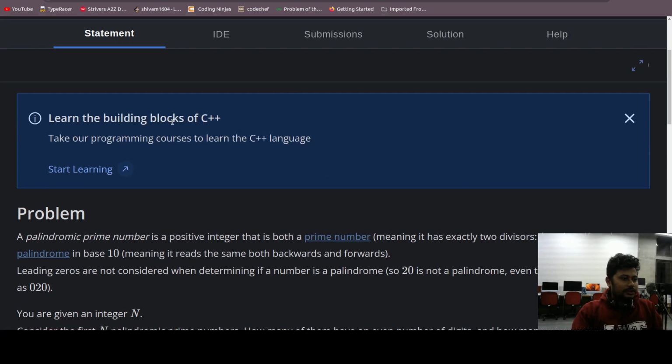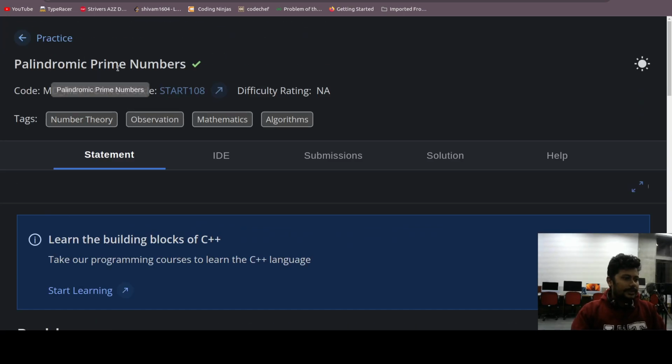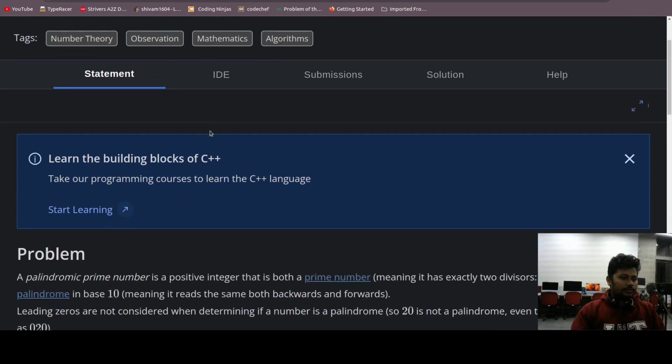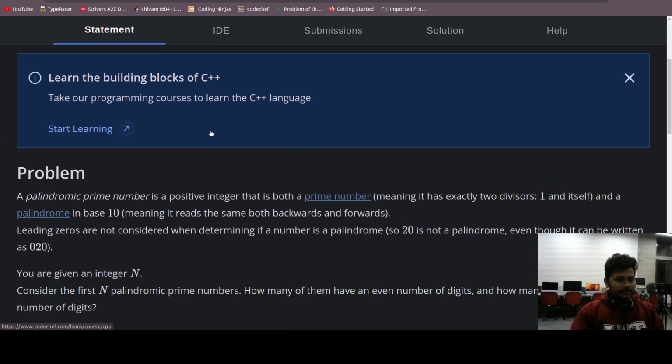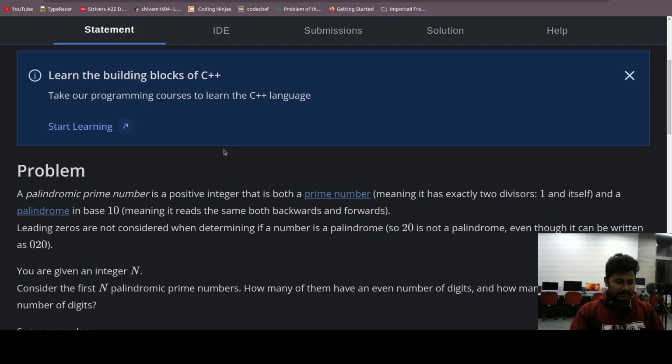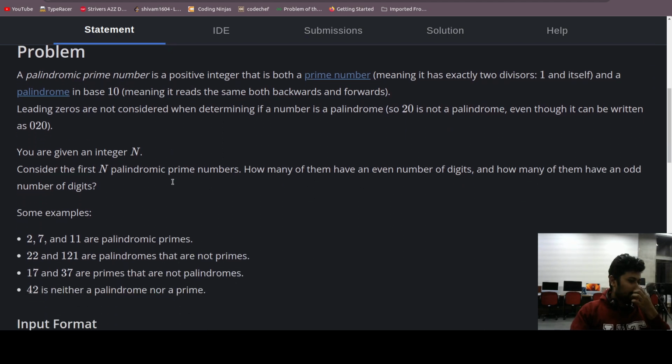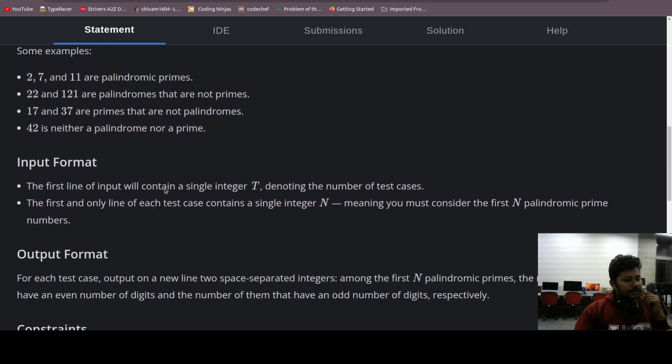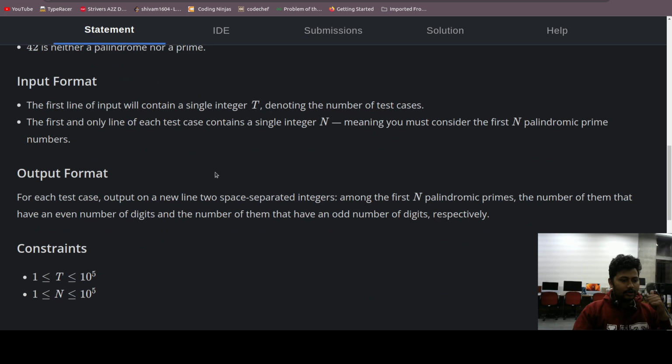So the next question that we will solve is palindromic prime numbers. In this question we have to calculate the first n prime numbers which are palindromes, and after that we have to find out, in the first n palindromic prime numbers, how many are of odd length and how many are of even length. So first we have to calculate how many palindromic prime numbers, and out of that we have to divide them into two parts, odd and even length palindromic prime numbers.